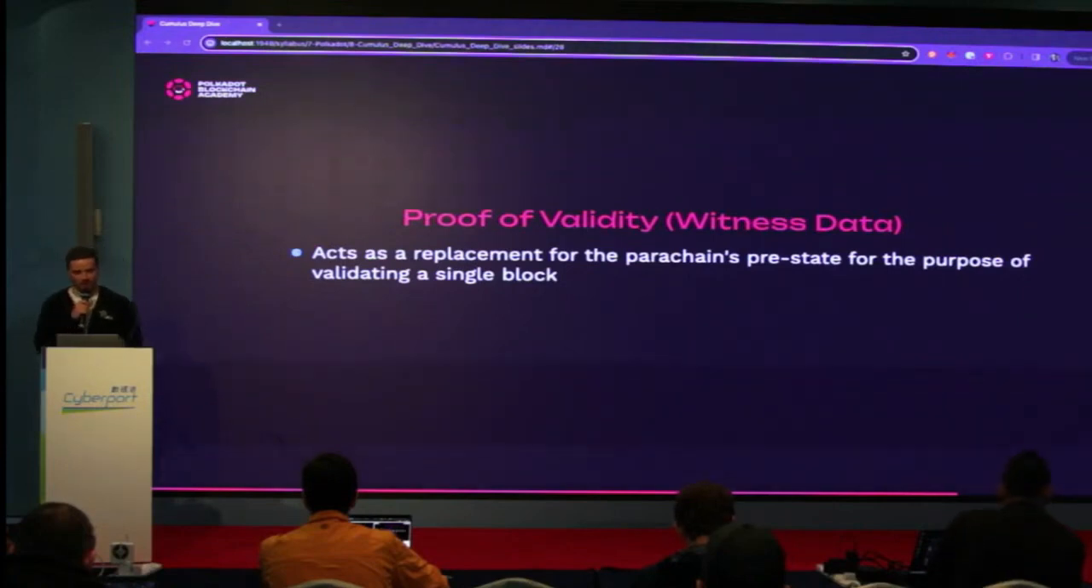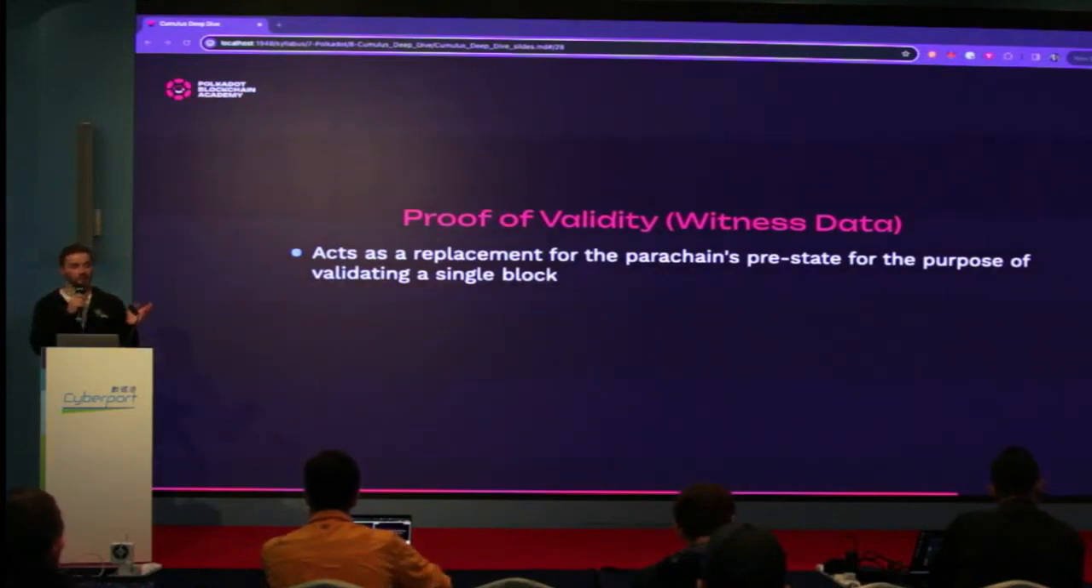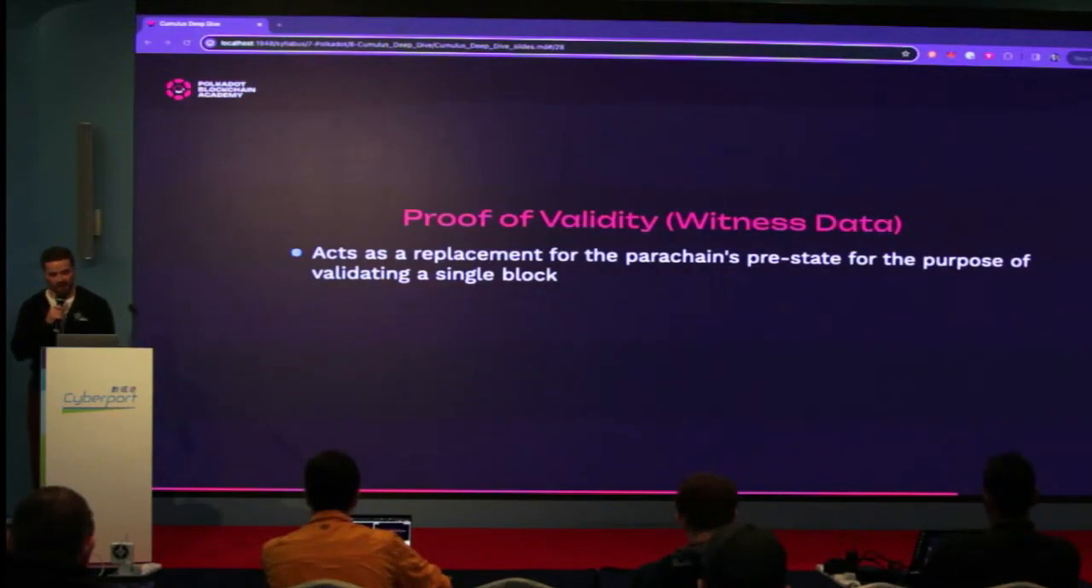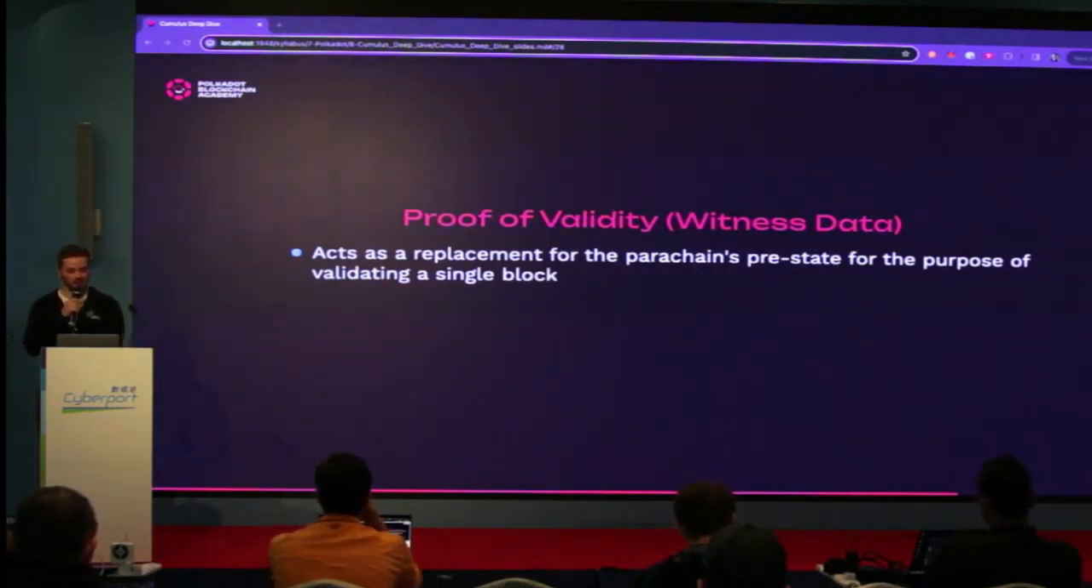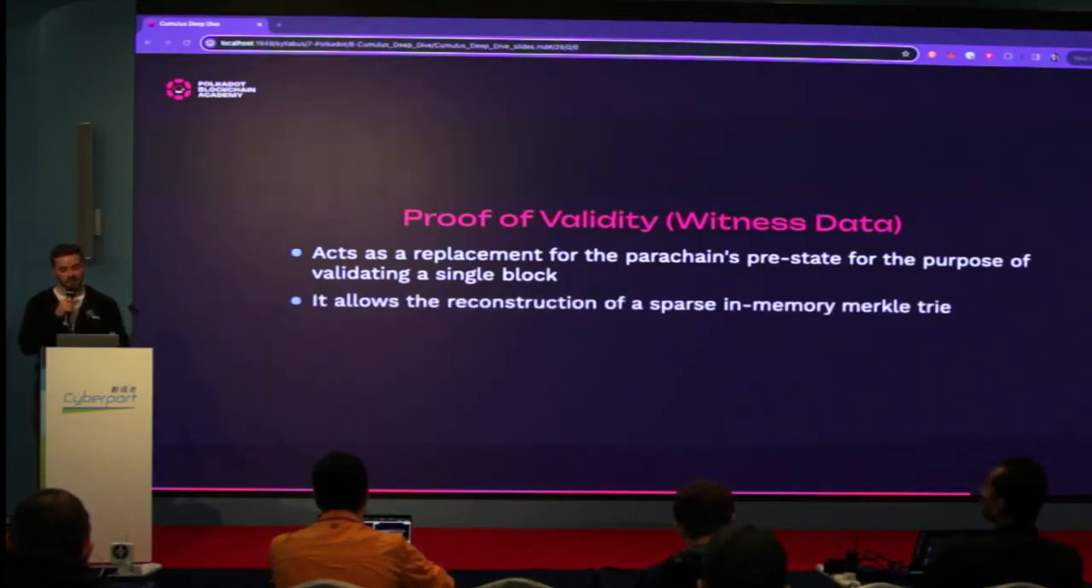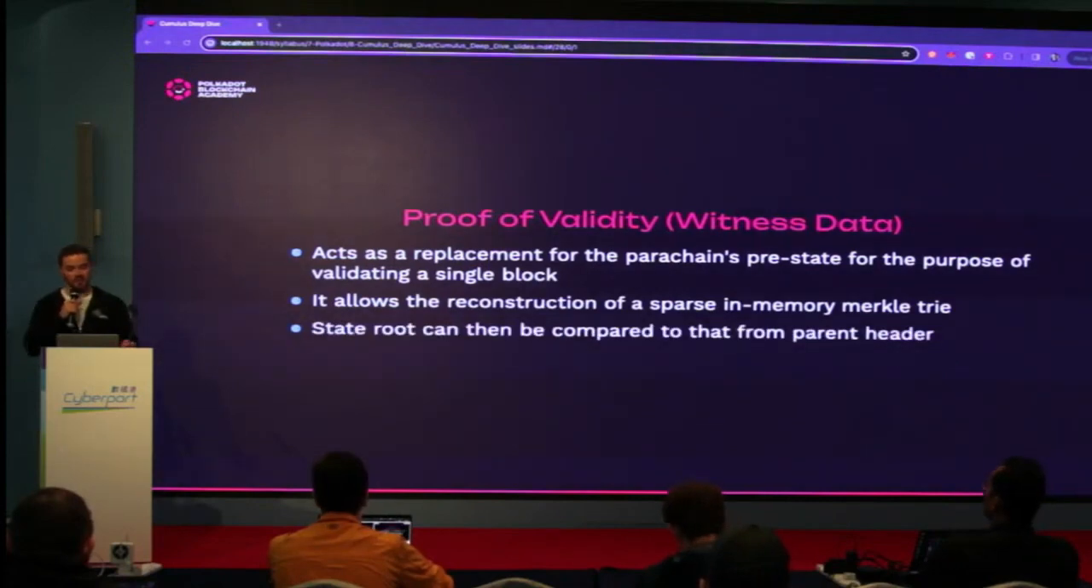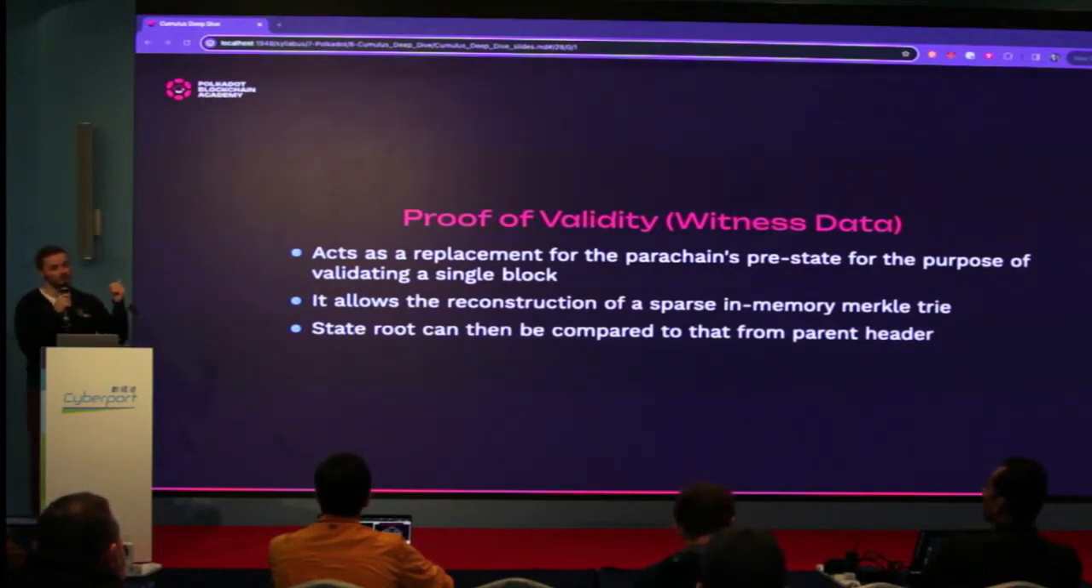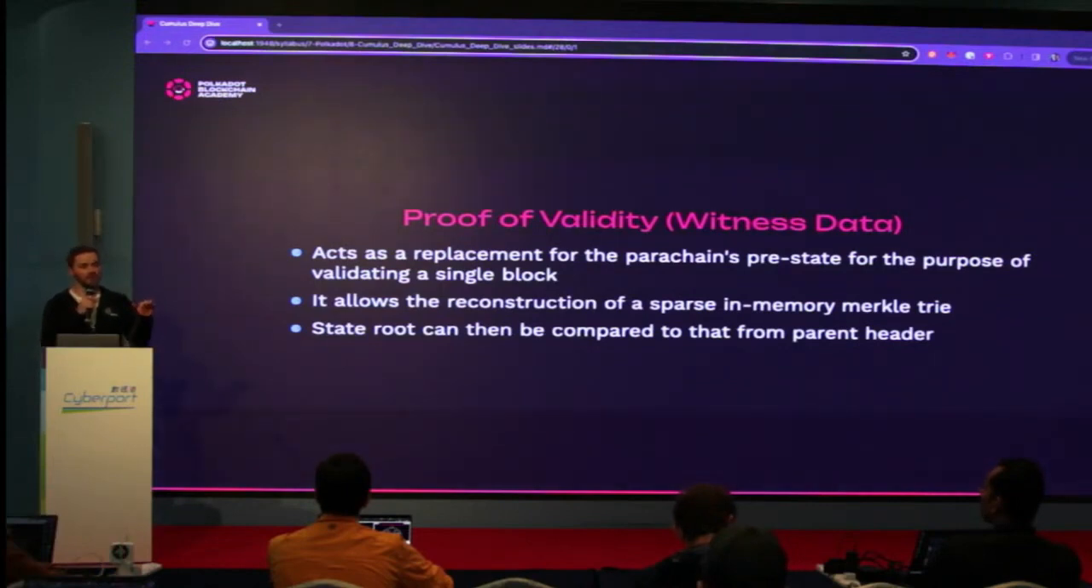All right, so back on the proof of validity. It acts as a replacement for the parachain's pre-state for the purpose of validating a single block. But how can we map this POV into parachain state? It allows the reconstruction of a sparse in-memory Merkle trie. And the state root can then be compared to that of the parent header, that is the header of the parent block relative to the block we're building, and that way we know that this trie that has been constructed is actually composed of elements accurate to the parachain state as of our parent block.